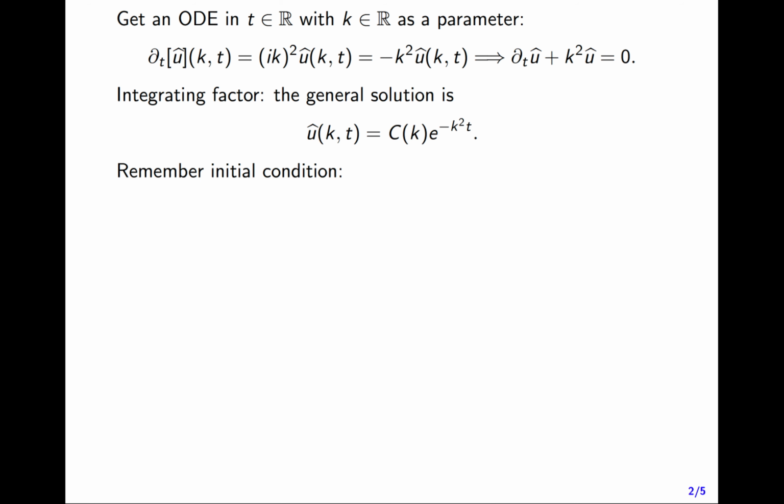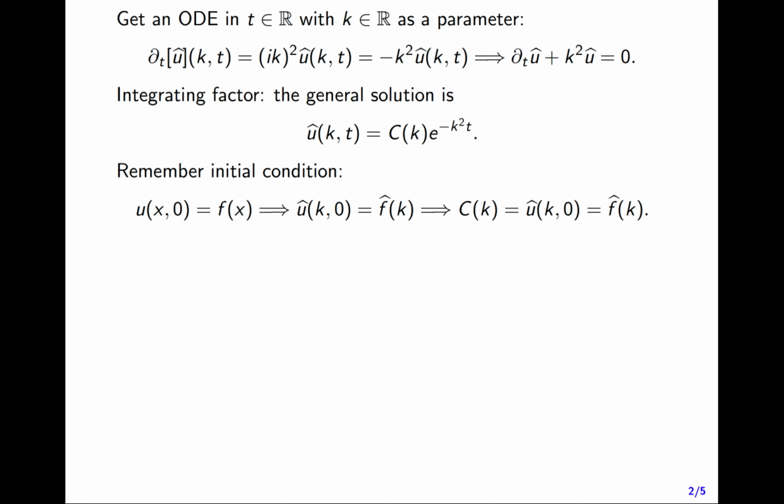Now, remember your initial condition. We wanted u of x,0 to be equal to f of x. So taking the Fourier transform in u, this gives me u hat of k,0 equals f hat of k. And so that tells me that the constant c of k, which is u hat of k,0, has to be f hat of k.